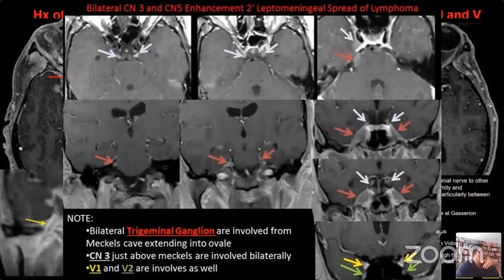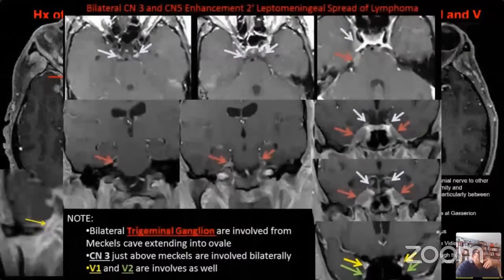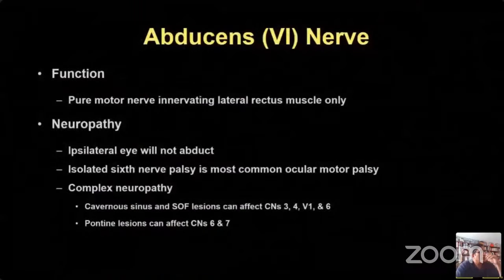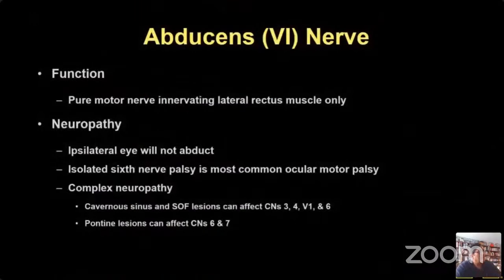So now here you can see that there is involvement of the bilateral trigeminal ganglion. You can see Meckel's cave lighting up. You can see the intracavernous portion lighting up. You can see that here is the V1 segment and it is the V2 segment in the rotundum. So all different cranial nerves lighting up in the perineural spread.